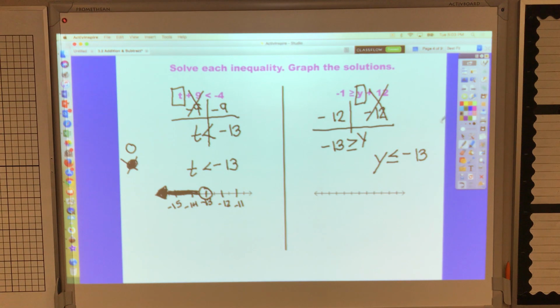So this time I'm going to use that closed circle, so I'm going to put -13 in the middle. Here I'm going to put -12. Here -11. And you always should number your number lines.